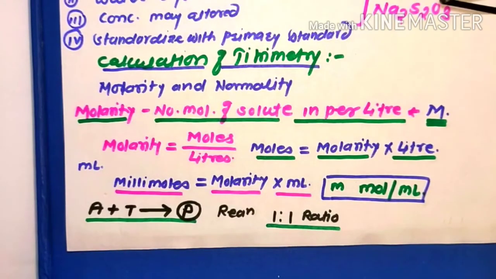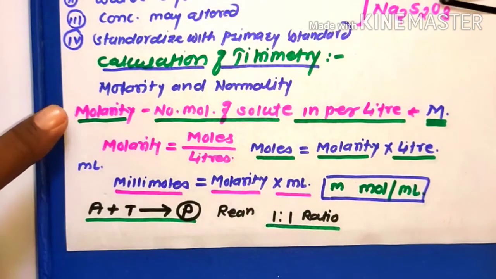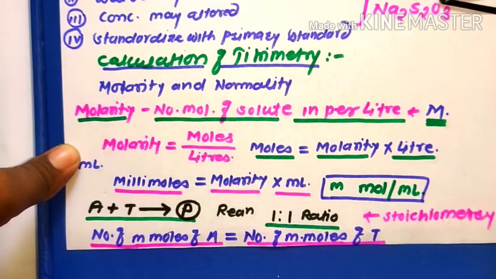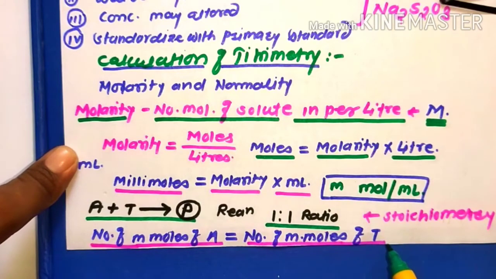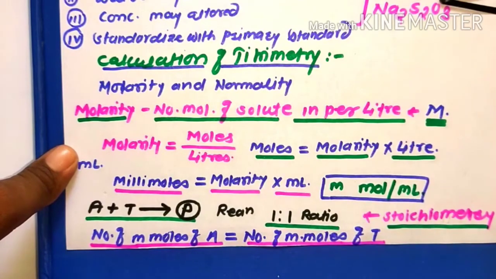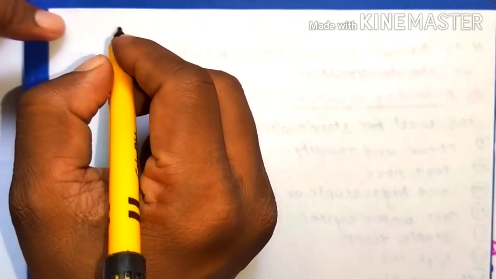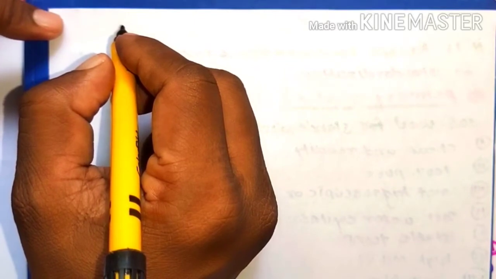Now, consider a reaction where an analyte A reacts with the titrant T to give the product P. This is a stoichiometric reaction, which gives a 1:1 ratio, that is, A plus T gives product P. Here, the number of millimoles of analyte A is equal to the number of millimoles of titrant T. Therefore, this reaction is an example of a stoichiometric reaction.